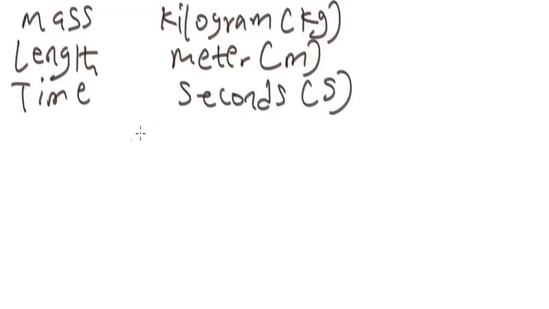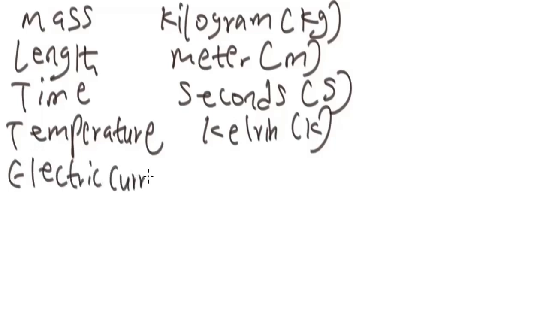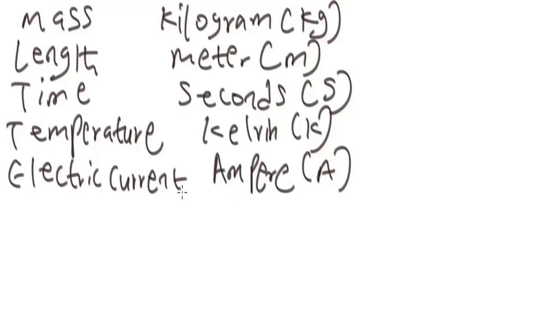Short form is s. We also have our temperature. The unit of temperature is Kelvin. Short form is K. Alright, we also have our electric current. The unit of electric current is ampere. Short form is A. Alright, we also have our amount of substance.